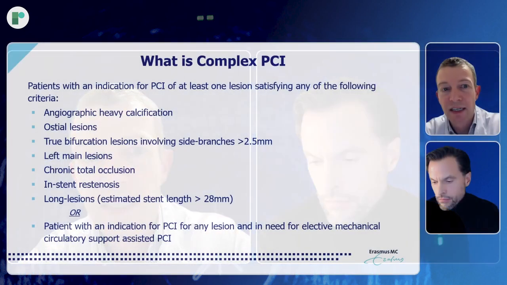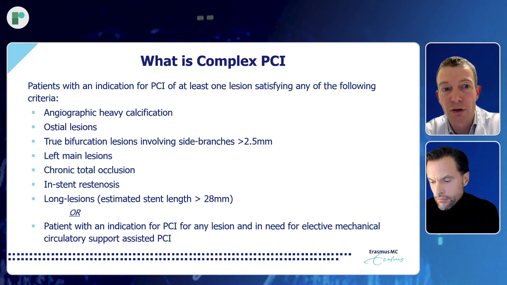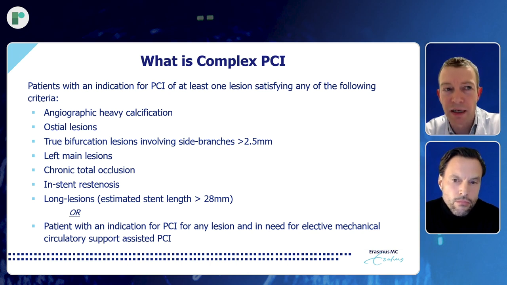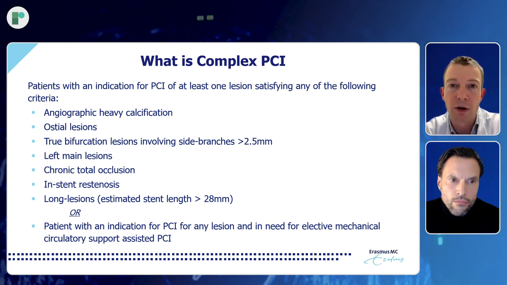But obviously, complex PCI and complex lesion is a more generic definition that includes not just those three components, but also lesions with angiographically heavy calcification. This is a topic that has been a highly promoted topic on virtually every interventional meeting as of today. There's a lot of focus on imaging calcification and deciding your lesion and deciding on what type of lesion preparation to perform based on imaging. Not limited to calcium, of course.